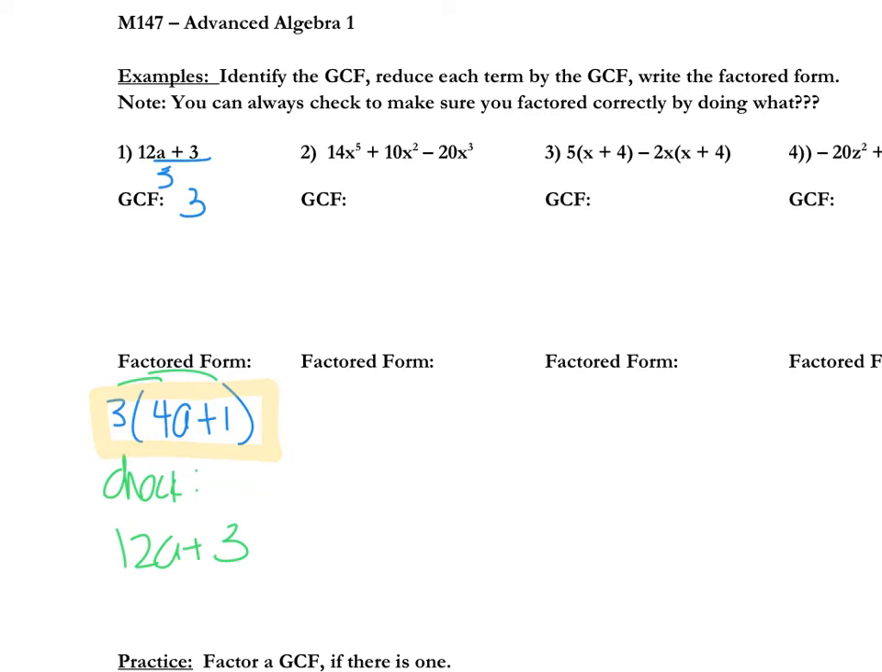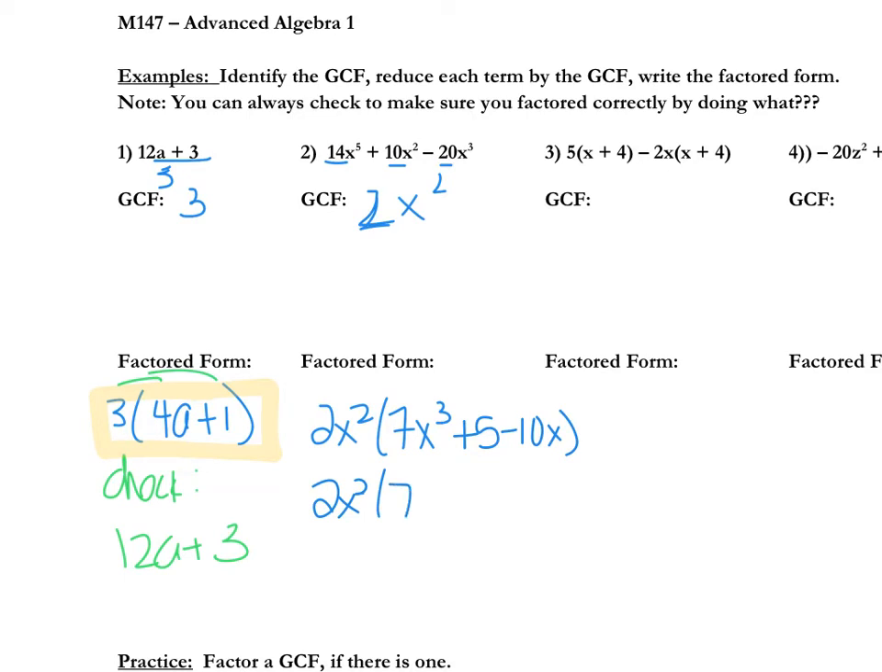So the GCF in this example of the numbers, the greatest common factor that can go onto all of that is 2. And then the greatest common factor of the variables is x squared. So we take a 2x squared out of everything, and we're left with 7x to the third. Remember that when you divide powers with the same base, you subtract the exponents, plus 5 minus 10x. Now we should write this in standard form, so that's the highest exponent on the inside of the parentheses, and then working our way down.